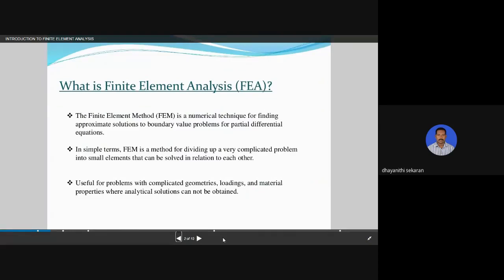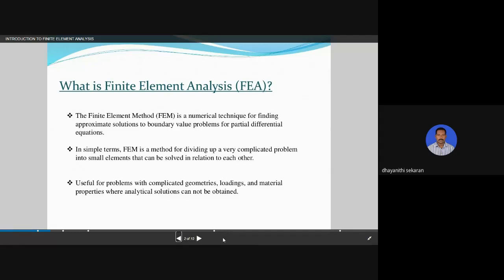The finite element method is a numerical technique. Already we discussed these things, once again you need to listen. The finite element method is a numerical technique for finding approximate solution to boundary value problems for differential equations. In simple terms, FEM is a method of dividing up a very complicated problem into small elements that can be solved in relation to each other. Useful for problems with complicated geometries, loadings, and material properties where analytical solution cannot be obtained.